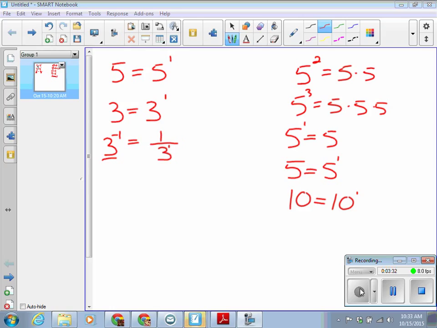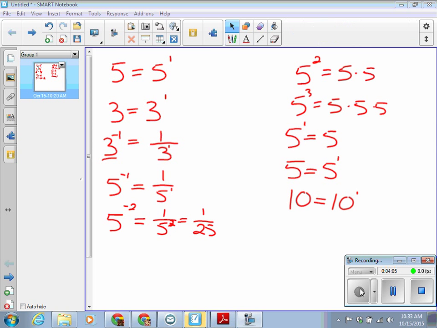Now, that stands true for any number as well. Any number I have to a negative power. So if I have 5 to the negative first, that is the same thing as 1 over 5 to the first. And this doesn't only work with one of the exponents, it works with any exponent. So if I have 5 to the negative second, that equals 1 over 5 squared, which is also 1 over 25.